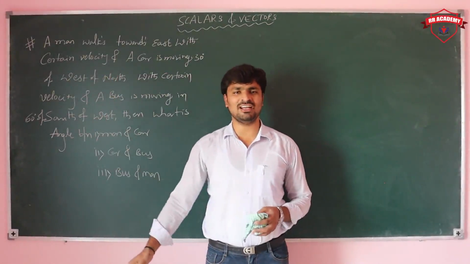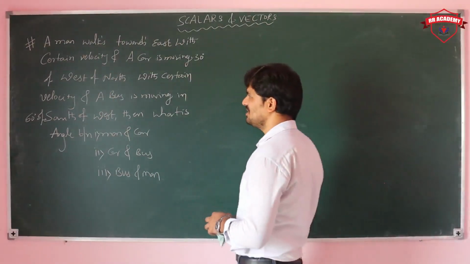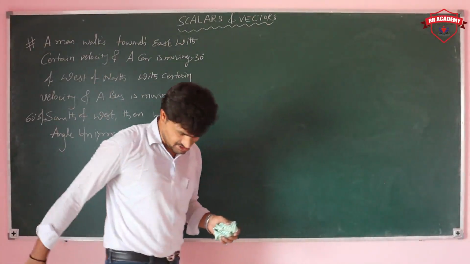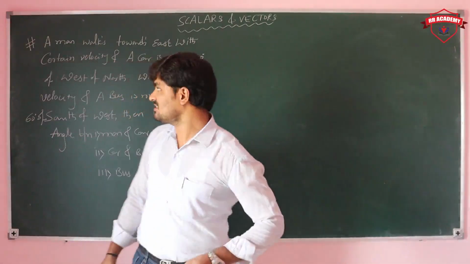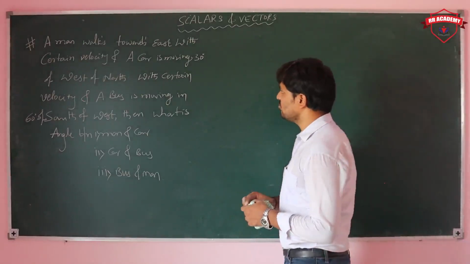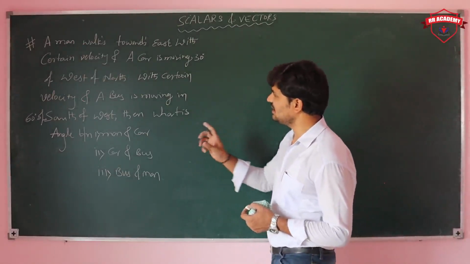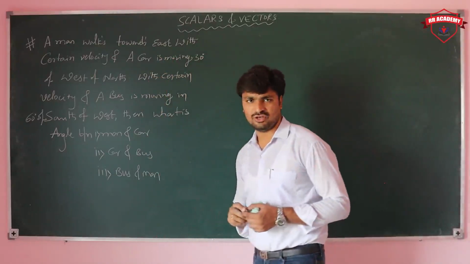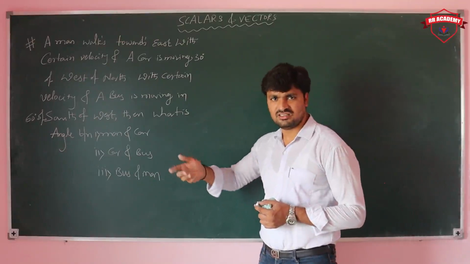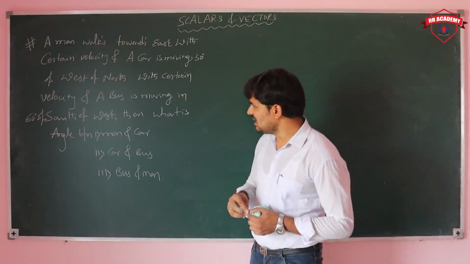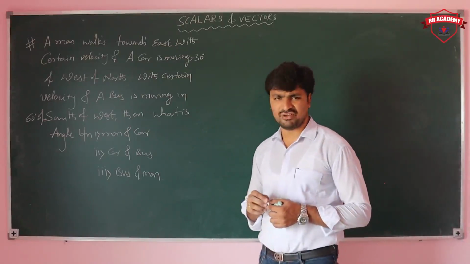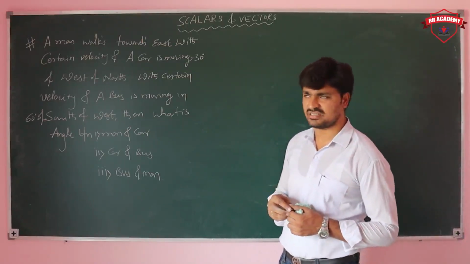So let's see here, we have an interesting problem. A man is walking towards east, with a certain velocity, no need to mention the velocity. A car is moving 30 degrees west of north with a certain velocity, that's also moving with a certain velocity. And a bus is moving 60 degrees south of west.